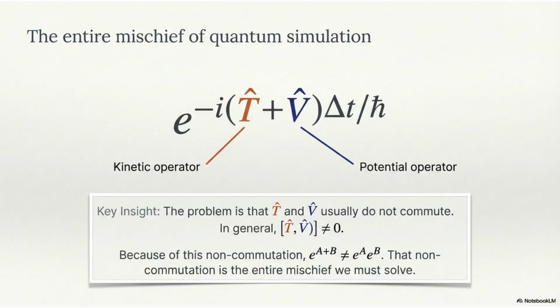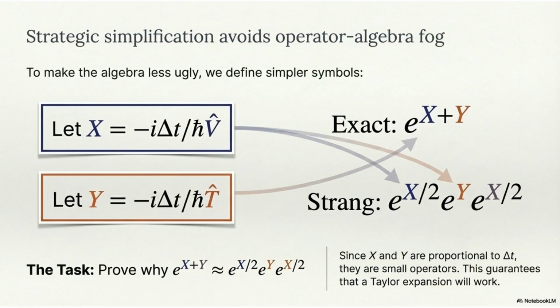The core problem, or mischief, in quantum simulation arises because the kinetic operator T hat and the potential operator V hat usually do not commute. This non-commutation means that e^(A+B) is not equal to e^A e^B, which is what we need to solve. To simplify the algebra, we define simpler symbols, x and y, proportional to the time step delta t. Our task is to prove why the exact exponential is approximated by the symmetric Strang splitting formula.